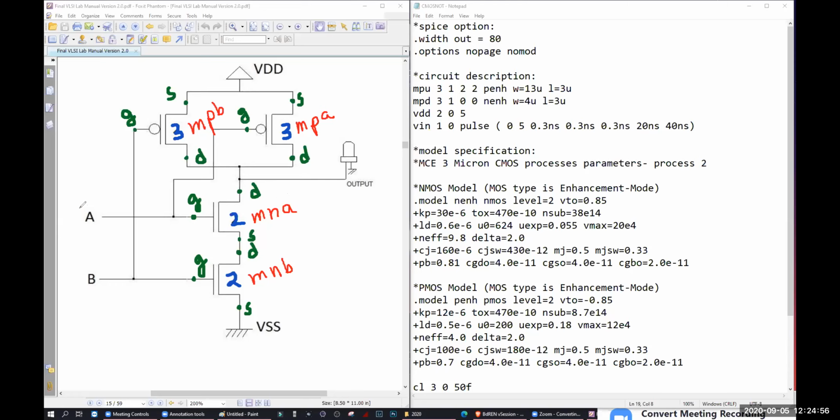By the way, this one is called VA. This one is called VB, because voltages always start with V. This one is output. Now output should have a capacitor, not an LED, because you cannot use an LED in the simulation. You have to use a capacitor.